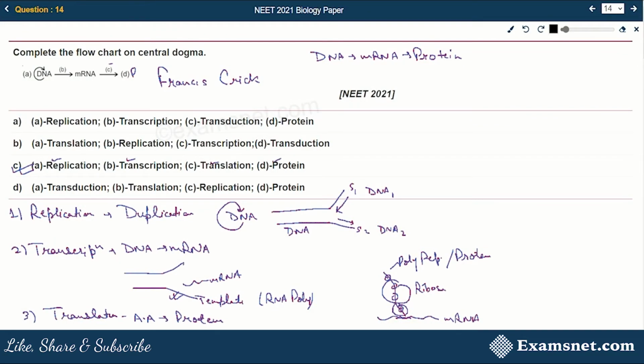Now other options have mentioned a word called transduction, which is not at all related to the central dogma. What is transduction? It means the flow of genetic information from one bacterium to another bacterium with the help of a virus or a bacteriophage. So this is not a part of the central dogma. Okay, I hope you understand.